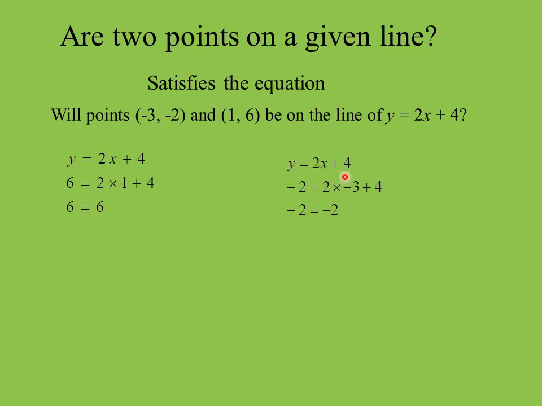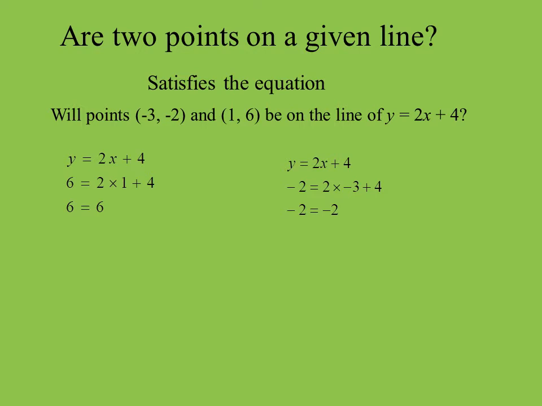Now I'll move a bit faster here. y equals 2x plus 4, y swaps for negative 2, equals 2 times the x coordinate, which is negative 3, plus 4. 2 times negative 3 is negative 6, plus 4 is negative 2. We end up with negative 2 equals negative 2. So these coordinates also satisfy the equation. So the answer is simply yes, those two coordinates will be on that line.